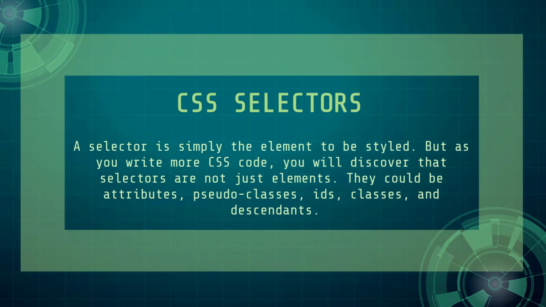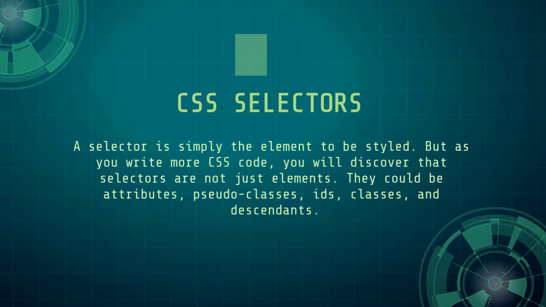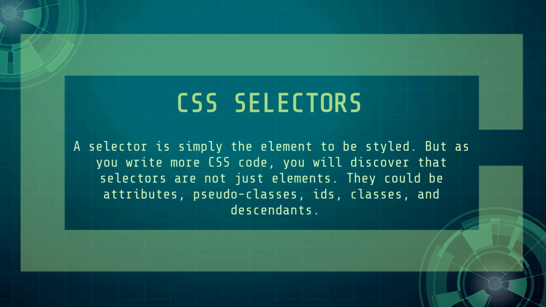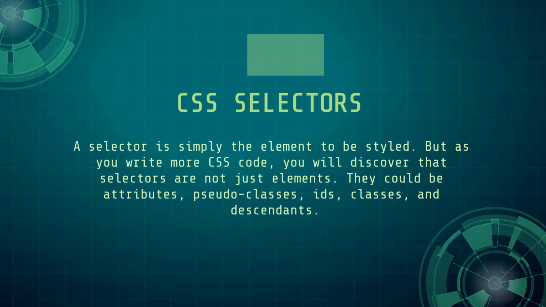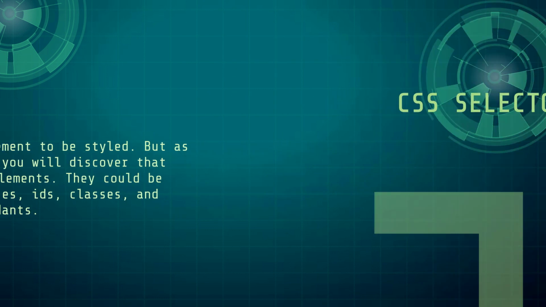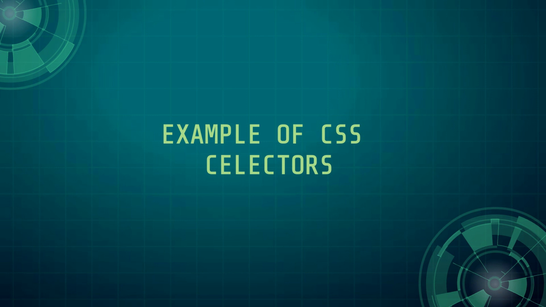CSS selectors. A selector is simply the element to be styled. But as you write more CSS code, you will discover that selectors are not just elements. They could be attributes, pseudo-classes, IDs, classes, and descendants. There are three types of CSS selectors. First, universal selector, element selectors, and descendant selectors.